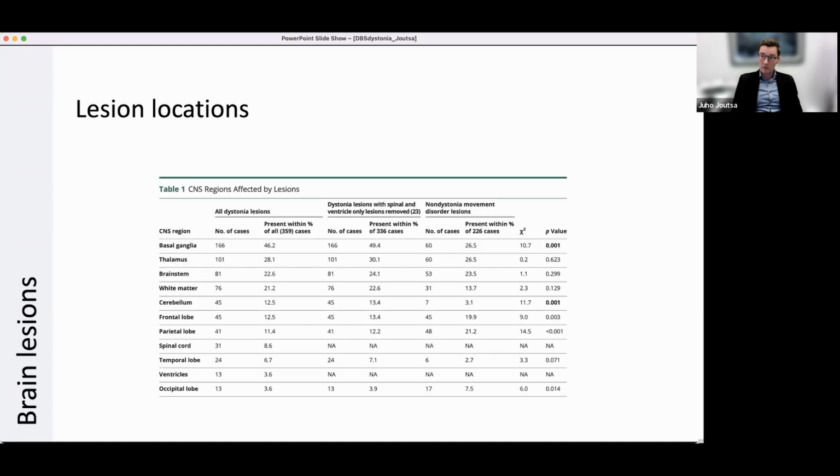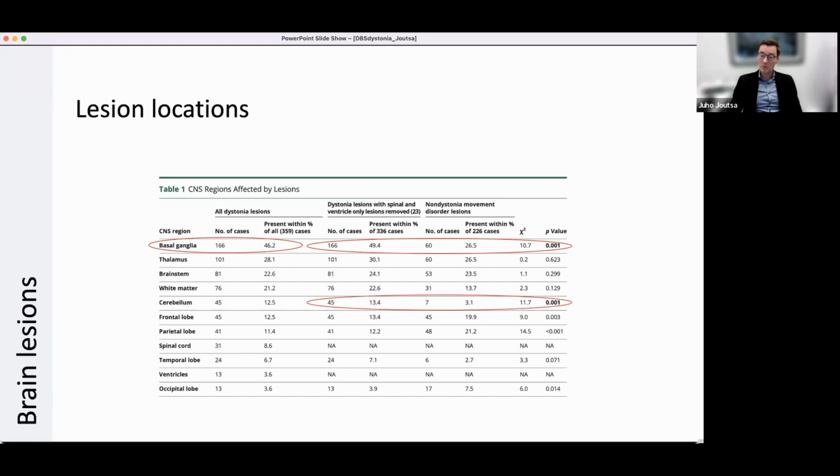As described early on, and as the early studies highlighted, the basal ganglia is the typical location of lesions in lesion-induced dystonia. That's also what this synthesis told, but still lesions involving the basal ganglia were present only in a bit less than half of the patients. When comparing the proportion of lesions involving the basal ganglia in lesion-induced dystonia compared to lesion-induced other movement disorders, basal ganglia lesions were clearly more common in cases with dystonia.